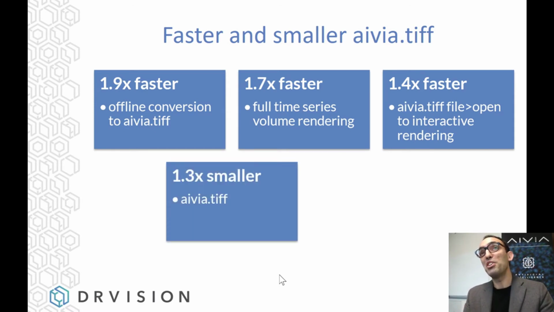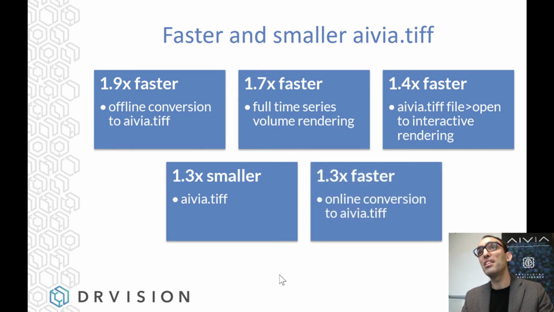Even though we did all of this, the file is actually 1.3 times smaller than the 6.0 version of the same file. And the online conversion, the on-the-fly conversion from flat file to multi-res, multi-block, is also faster. So if you load something that you've never put into Avia, it will actually load faster than it did with 6, which was already pretty fast.